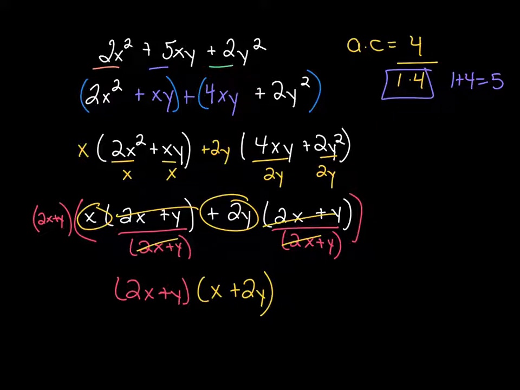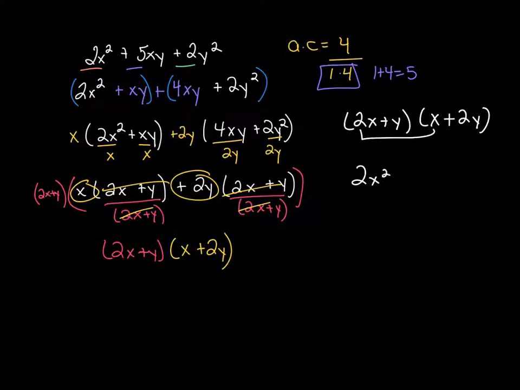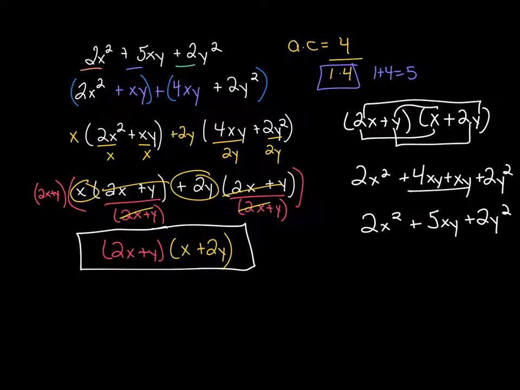So now let's FOIL to check. All right, 2x plus y, x plus 2y. So the first is 2x squared, the outer, plus 4xy, the inner, plus xy, and the last, plus 2y squared. Combine those. And I get 2x squared plus 5xy plus 2y squared, which is what I started with. So 2x plus y, x plus 2y is our correct answer.